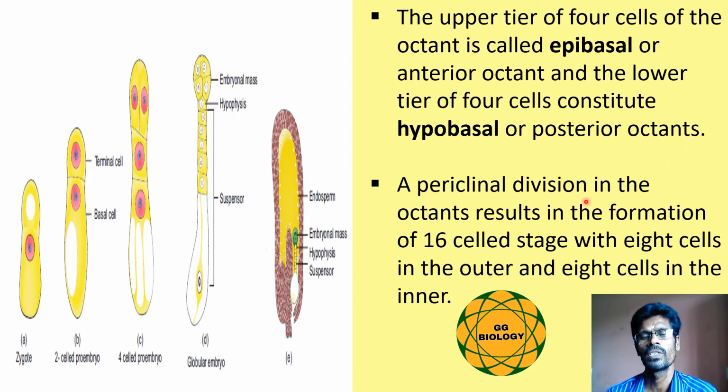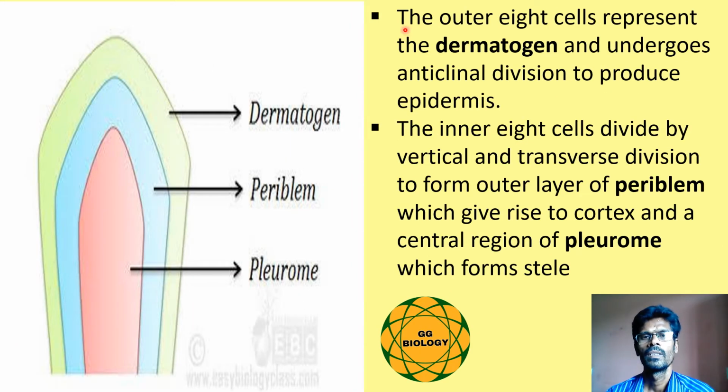A periclinal division, meaning the cell division occurs parallel to the surface, in the octants results in the formation of a 16-cell stage with 8 cells in the outer layer as well as 8 cells in the inner. The outer 8 cells represent the dermatogen and undergo anticlinal division, meaning division perpendicular to the surface, to produce the epidermis. Thus the epidermis is derived from the dermatogen, as shown in this figure. This is the dermatogen, which later gets converted into the epidermis.